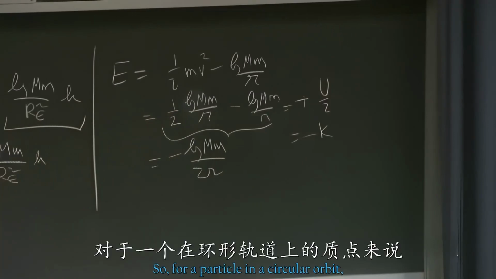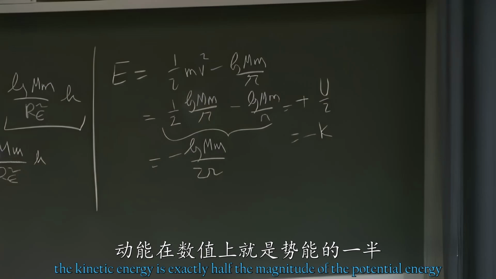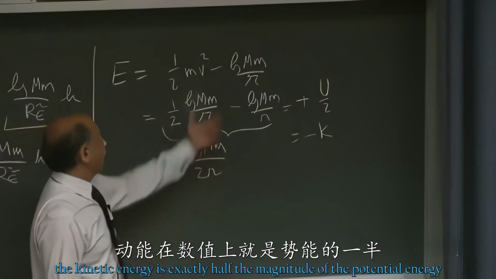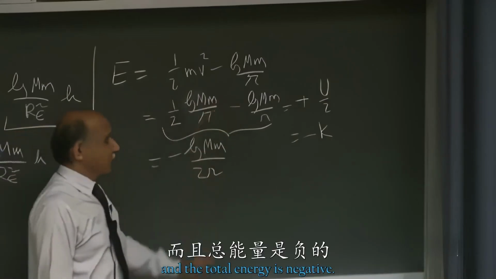So for a particle in a circular orbit, the kinetic energy is exactly half the magnitude of the potential energy, and the total energy is negative.